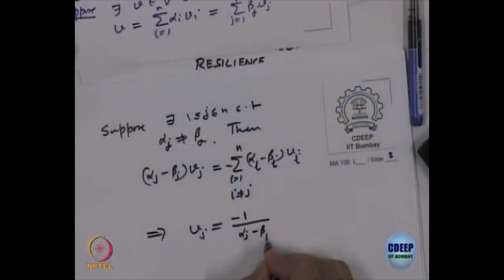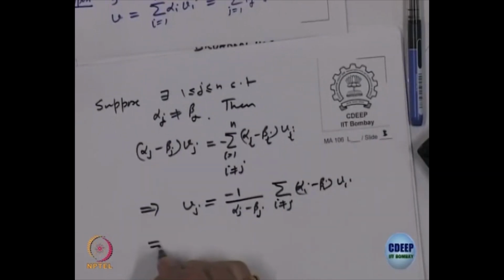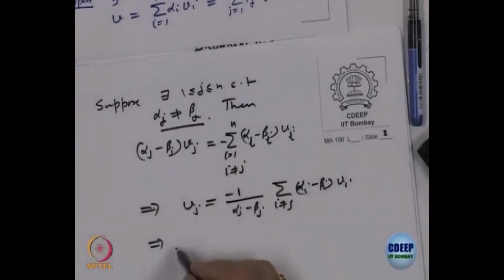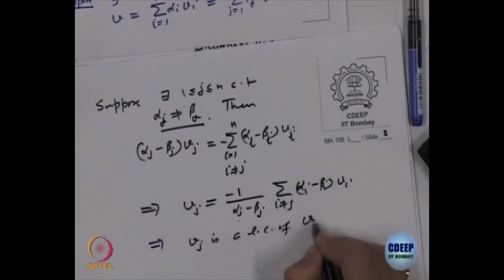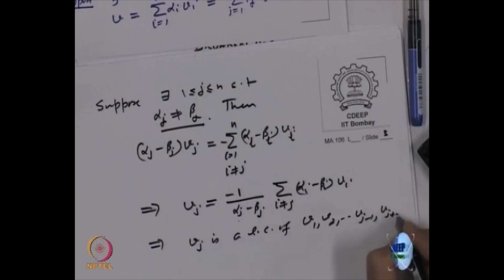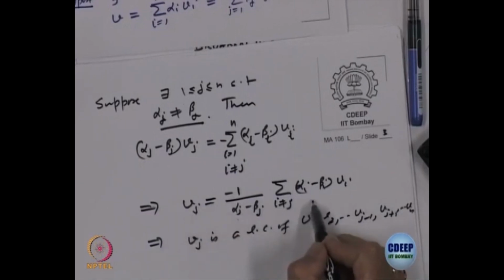So, what does this imply? This implies V j can be written as minus 1 over alpha j minus beta j summation i not equal to j alpha i minus beta i V i. Note that alpha j is not equal to beta j, so I can divide by that, right. That is what we assume. But that means what? That means V j is a linear combination of V 1, V 2, up to V j minus 1, V j plus 1, up to V n, right. This V j is a linear combination of the remaining V i's.